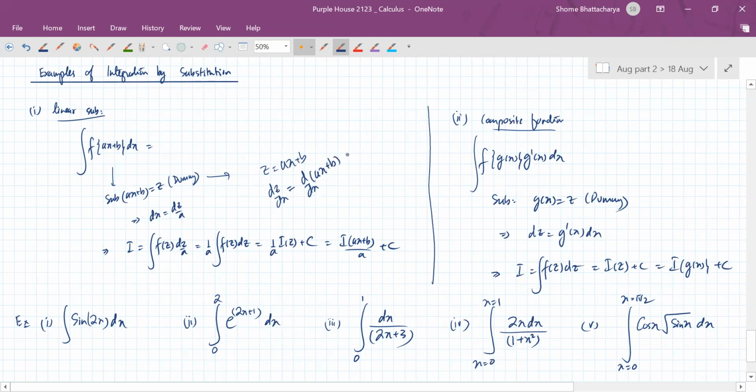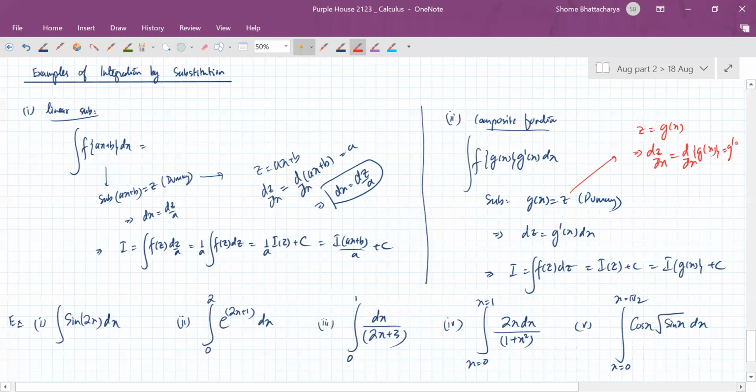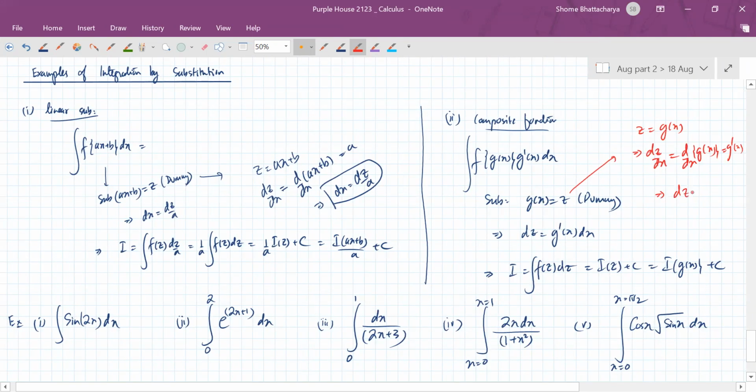Remember, beta? This step you remember, na? If dz by dx is a, then what is dx? It is dz by a. Just cross multiply. The same thing is done here also. If z is g(x), then what is dz by dx? It is the differentiation of g(x), so that is g prime x, the derivative. On cross multiplying, we get dz equal to g prime x into dx. So this whole term is substituted as that, and that's how we get this. You differentiated that term, it means. Yes, beta.